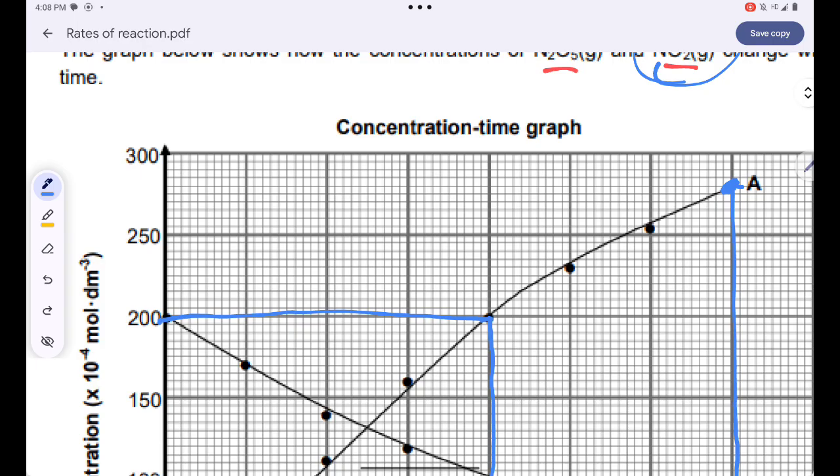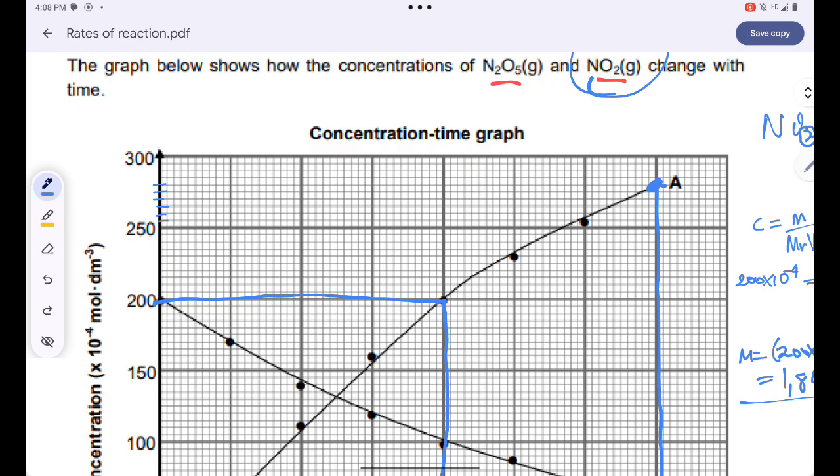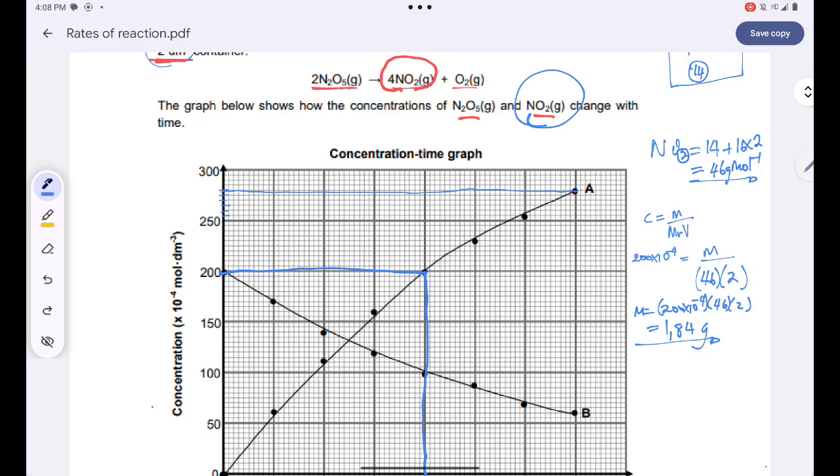It's 300 minus 250 all over 10. So each line will represent 5. So this will be 255, 260, 265, 270, 275, 280. Where are we over there? 280. Let's check. Okay, so the concentration available of compound A is basically 280.